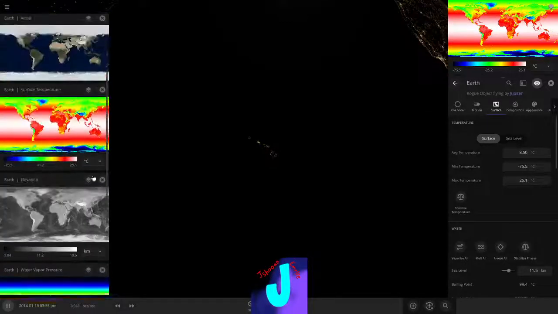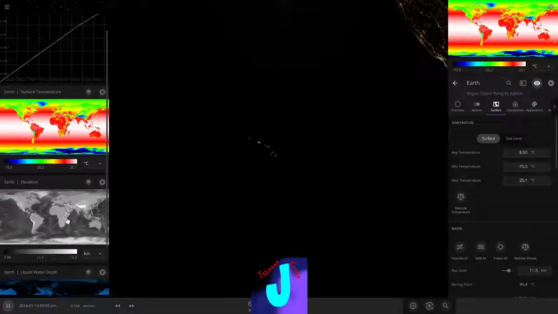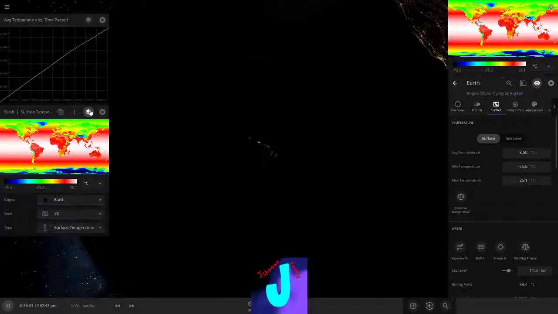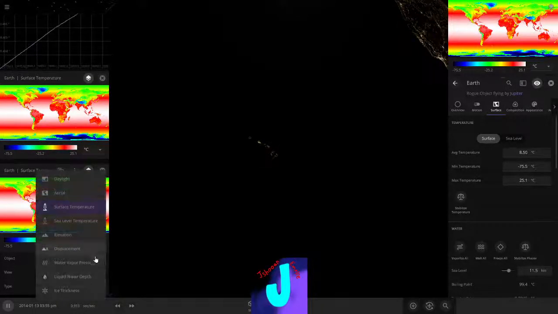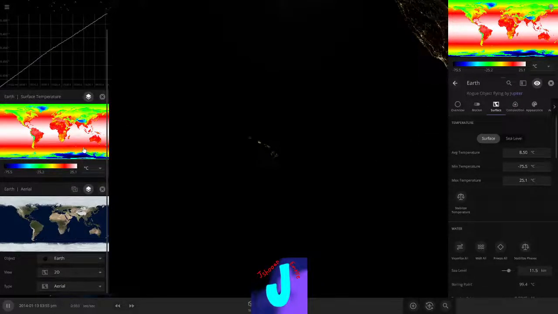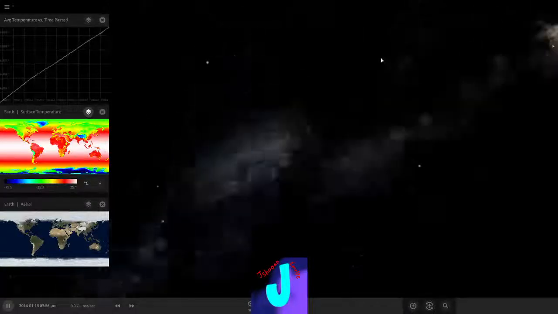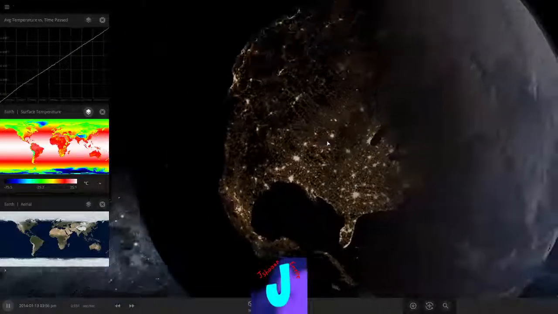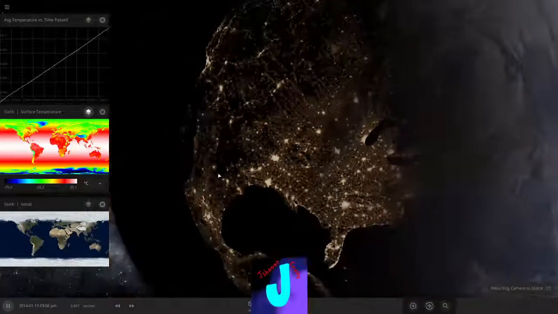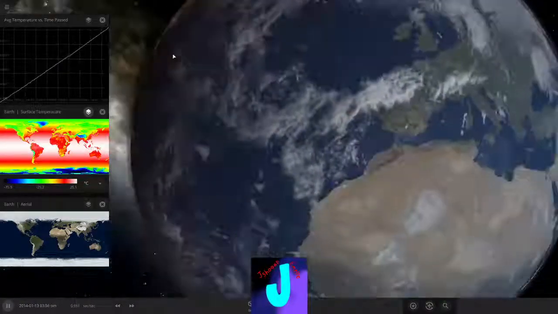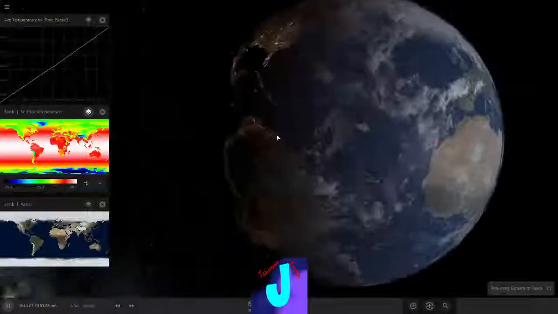Let me get this to the side real quick. So let's remove this aerial view. Liquid water depth, elevation, elevation doesn't matter. Actually, hang on. There we go. Surface temperature. Let's do an aerial view. So we have these three graphs to look at. What in the world? Do I have to do this? Okay, it doesn't matter.